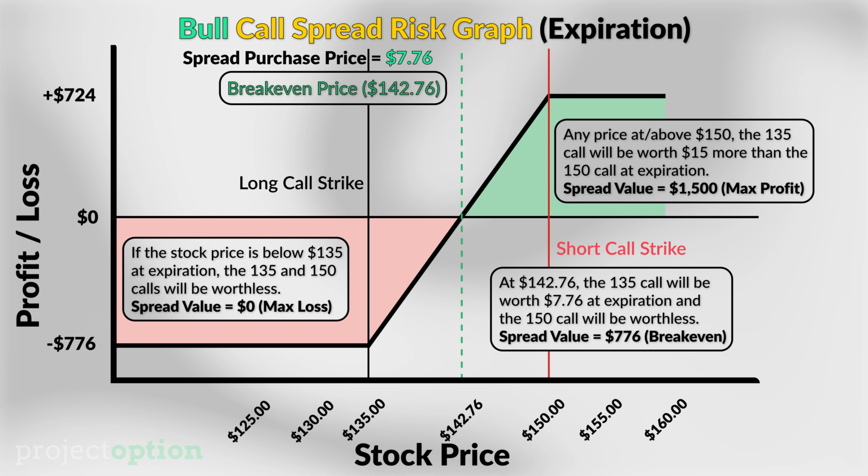And lastly, the maximum profit potential of $724 will occur if the stock price is at or above the upper strike price of $150 at the time of expiration. And that's because the maximum value of any vertical spread at expiration is the width of the strikes. And in this case, the call spread has strikes that are $15 apart, which means the maximum value of this call spread at expiration is $15, or an actual value of $1,500.